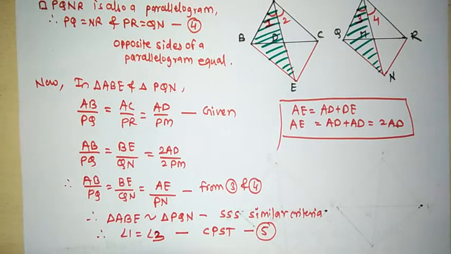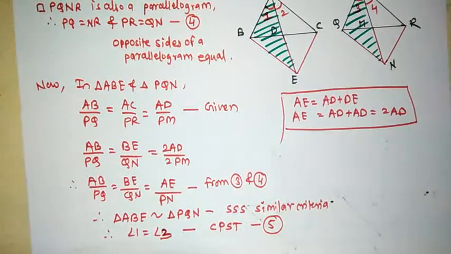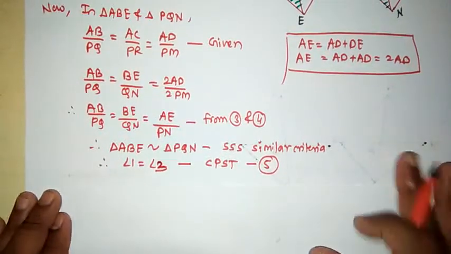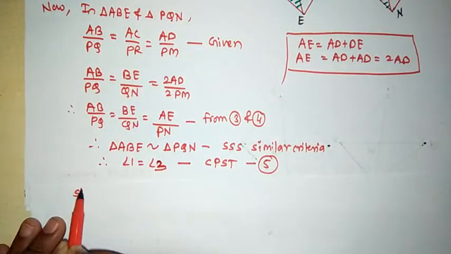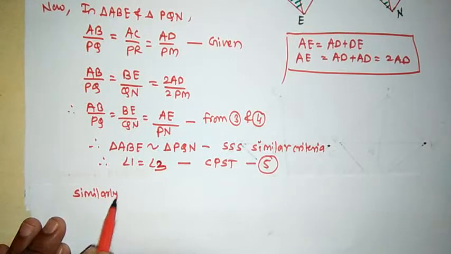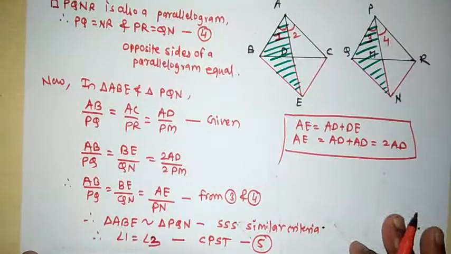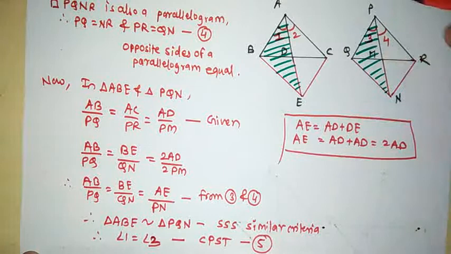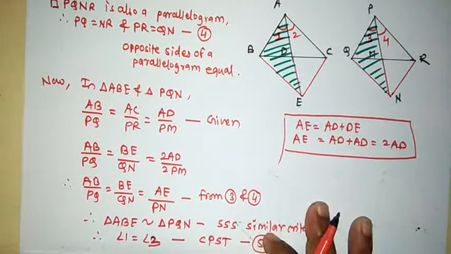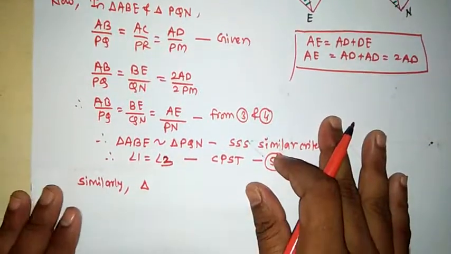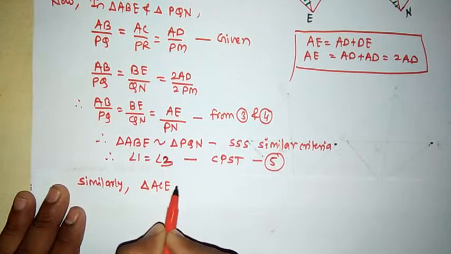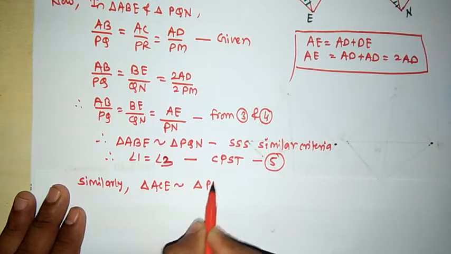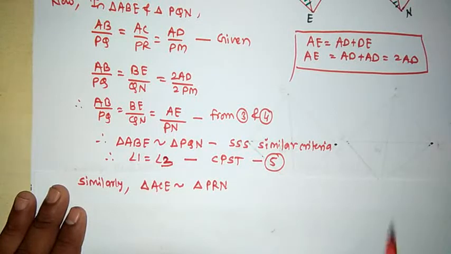Now, see here. Similarly, can I say that these two triangles, triangle ACE and triangle PRN, are also similar? Triangle ACE is similar to triangle PRN.